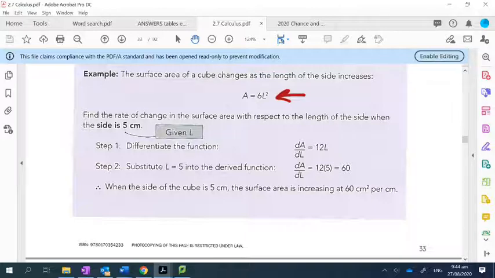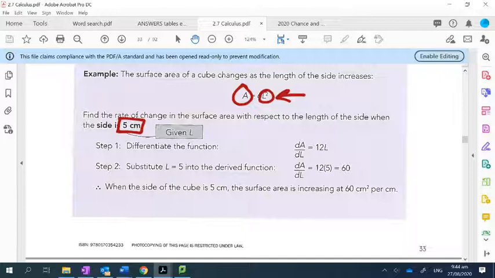So find the rate of change of the surface area with respect to the length of the side when the side is 5 centimeters. So 5 centimeters is a length. Do you agree? Our formula here has area and a length. And if it says 5 centimeters, we know that's not an area. How can I tell it's not an area? Because it's not square units. Right? So you can tell which one's which.